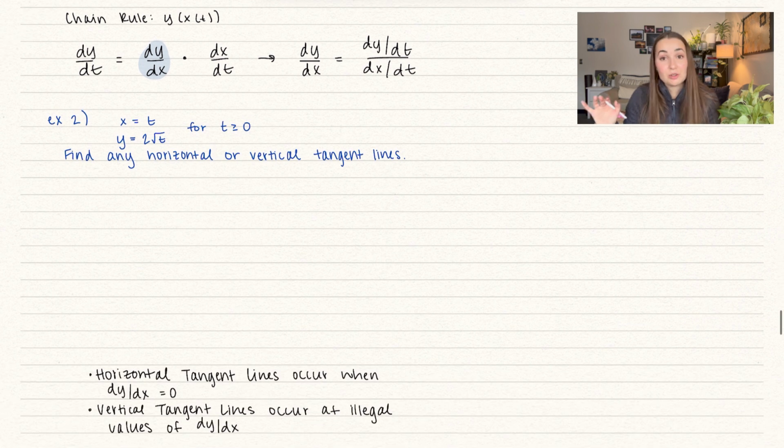So let's go ahead and try an actual example of this. We are given x is t, y is 2 times the square root of t, and t has to be greater than or equal to 0, right? We can't take the square root of a negative value. We want to find any horizontal or vertical tangent lines. So where we find horizontal and vertical tangent lines has to do with the derivative.